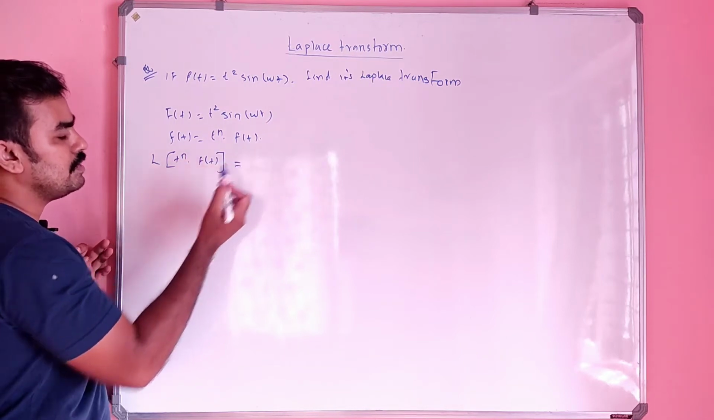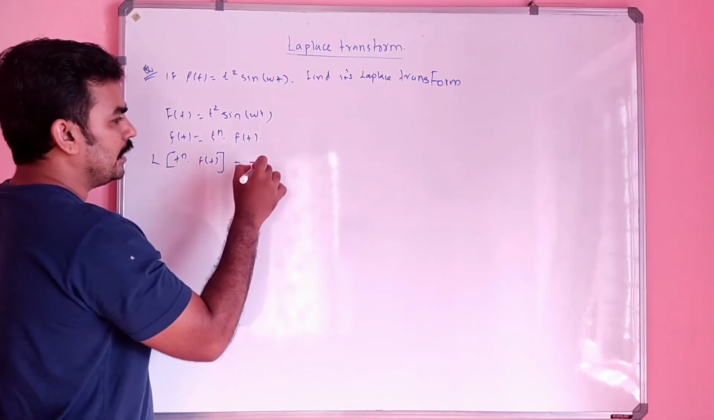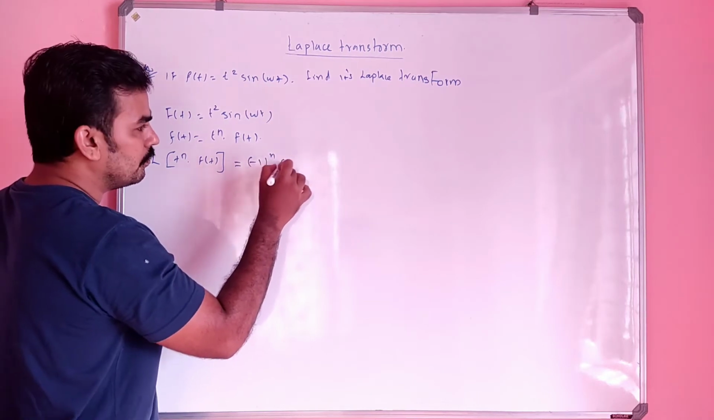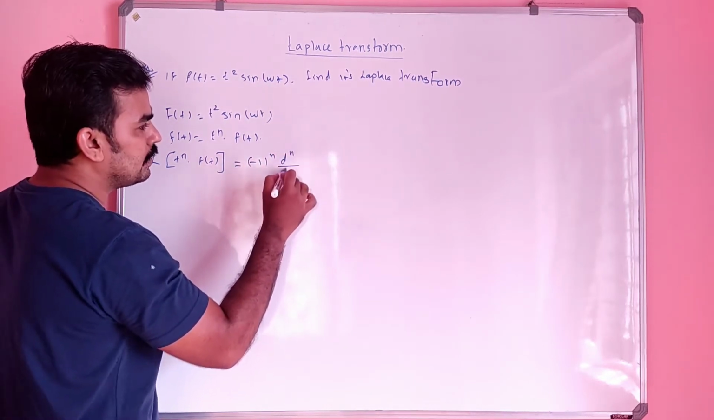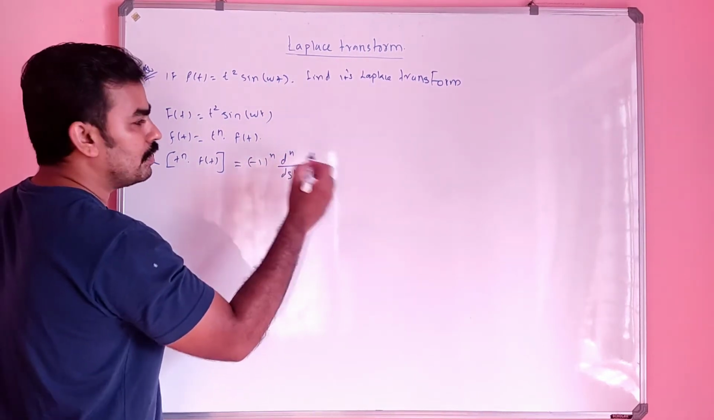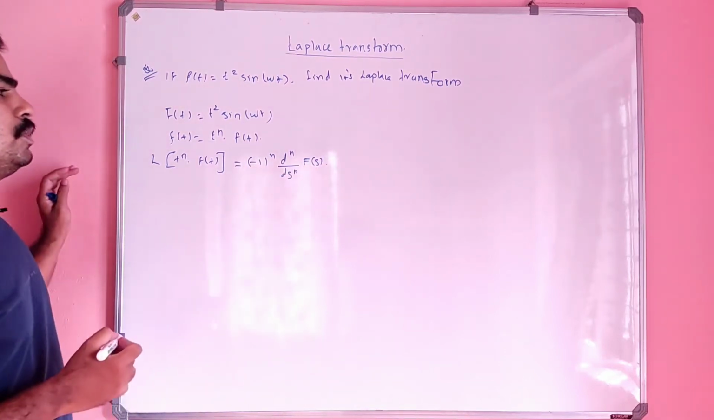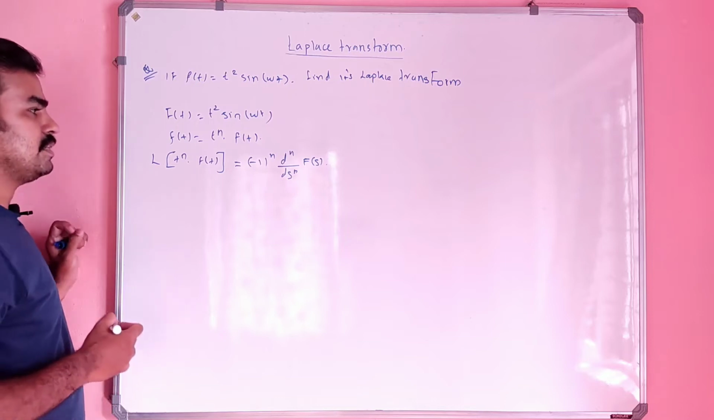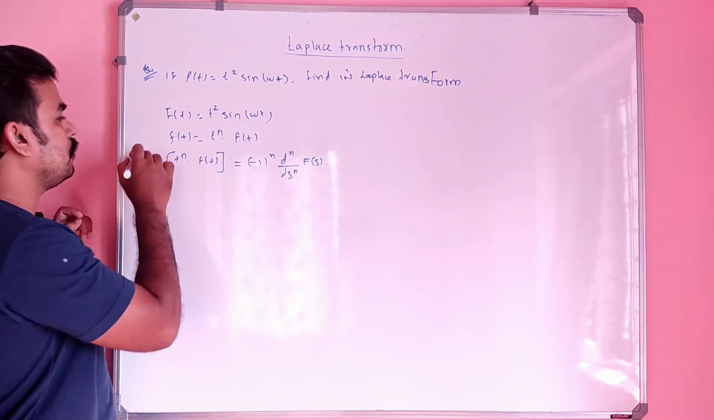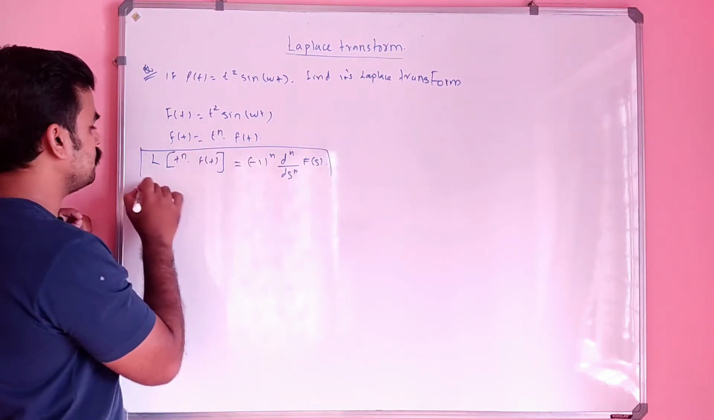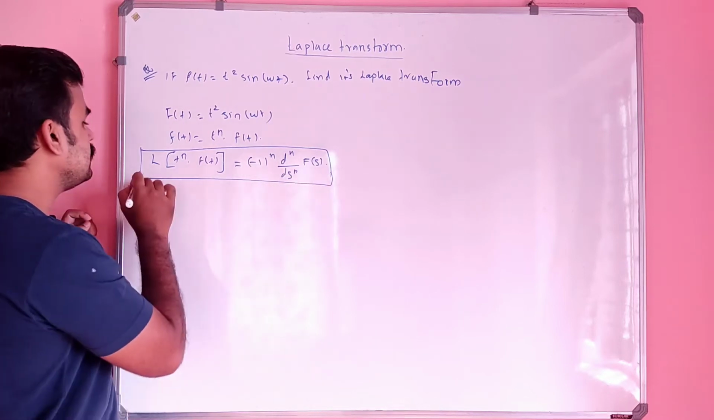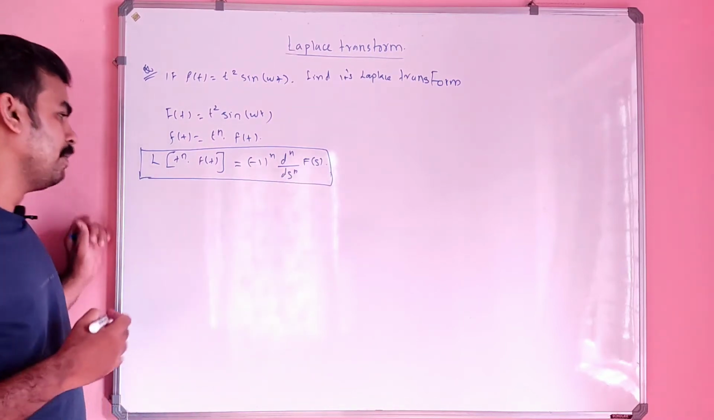Which is nothing but minus 1 the whole raised to n into d raised to n divided by ds raised to n of F of s, correct? Is it correct? So this is the equation we have to use here, and see how it can be applied.